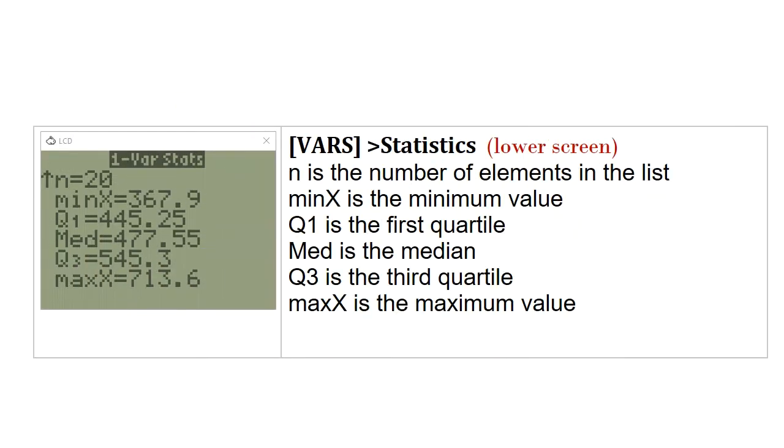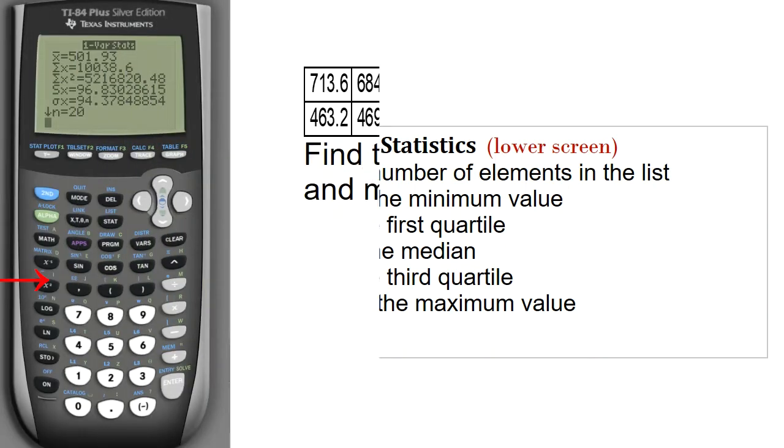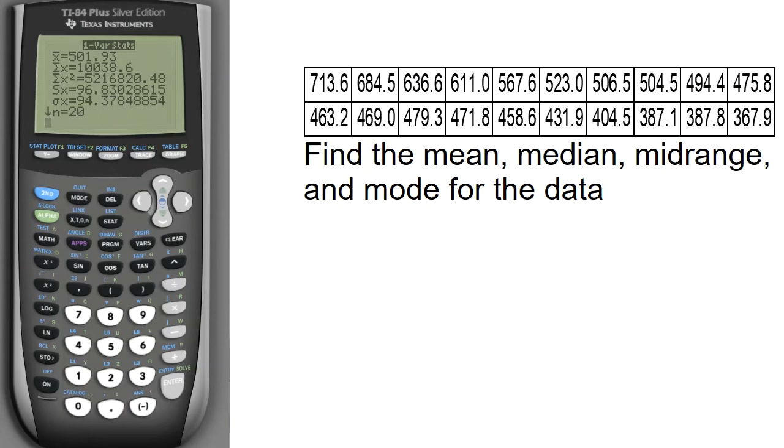So when we scroll down, we see the rest of the items in the one variable statistics screen, the lower part of the screen. And as I've already mentioned, n is the number of elements in the list, or the number of elements in the sample. The minimum of x, 367.9. The first quartile, the median, the third quartile, and of course the max, which is 713.6.